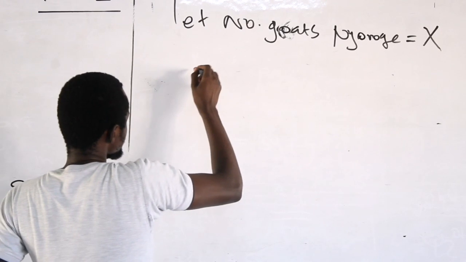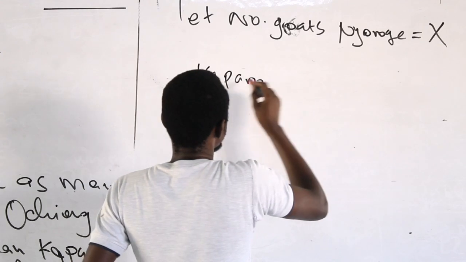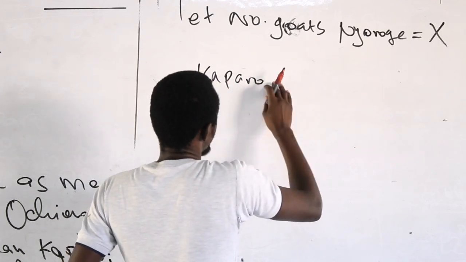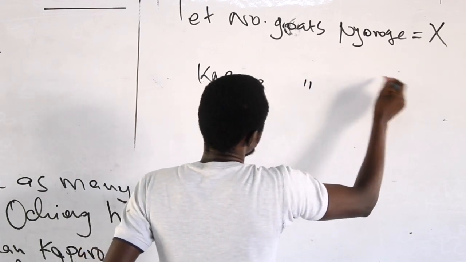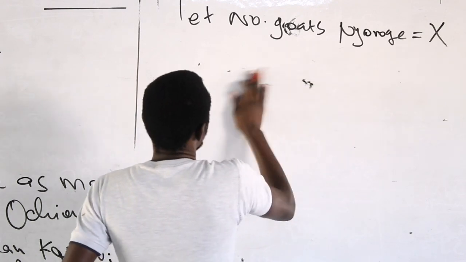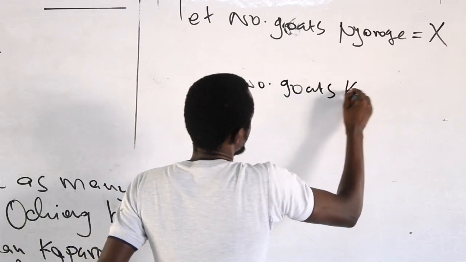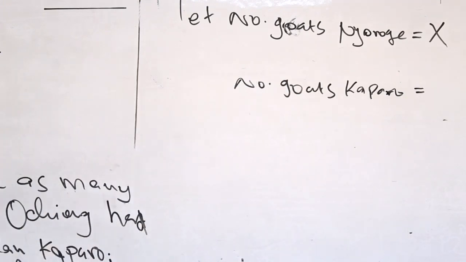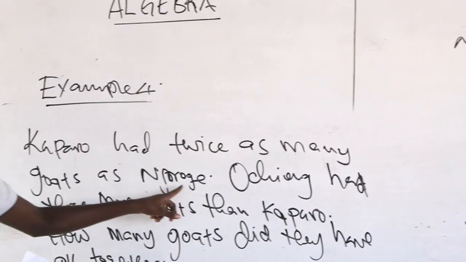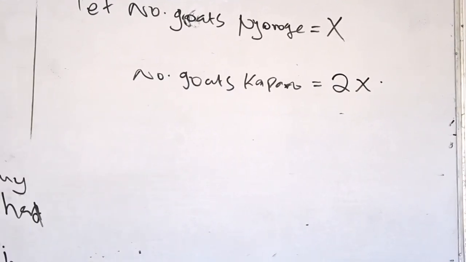Therefore, the number of goats Caparo will have, let me write it like this, the number of goats Caparo will have, they are saying, is twice as many goats as Njoroge, twice. So it means I will have 2x.